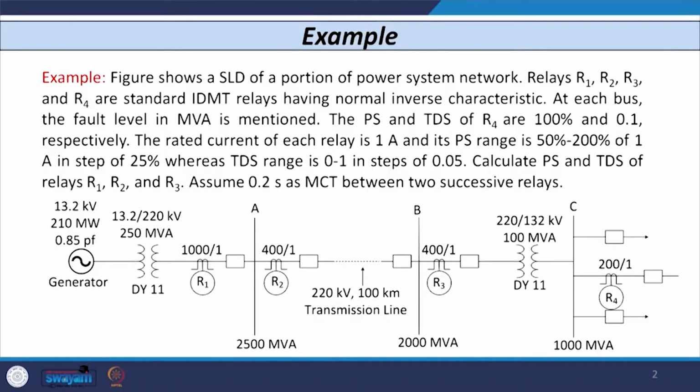Okay, so in the last class we have discussed one example. This is the example which we have discussed, and we have calculated the plug setting of these 4 relays, that is R1, R2, R3 and R4. So again let us further proceed with this.